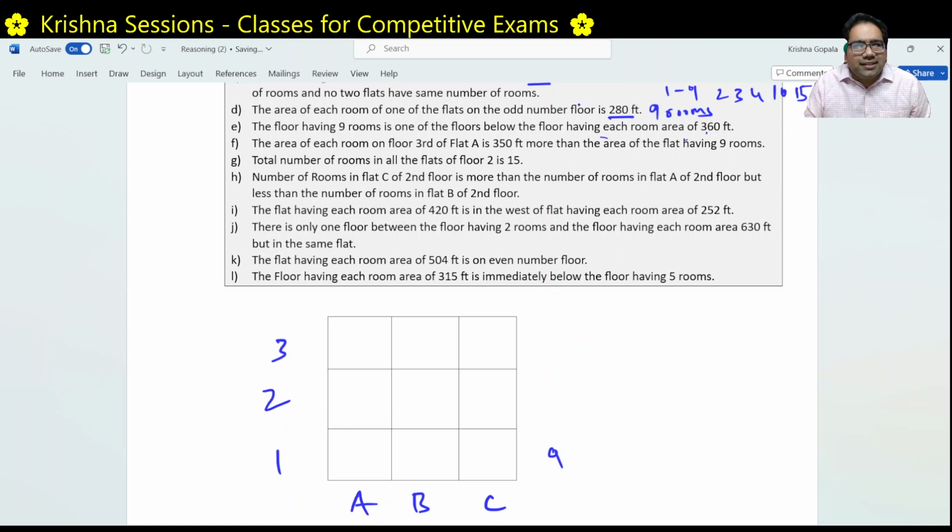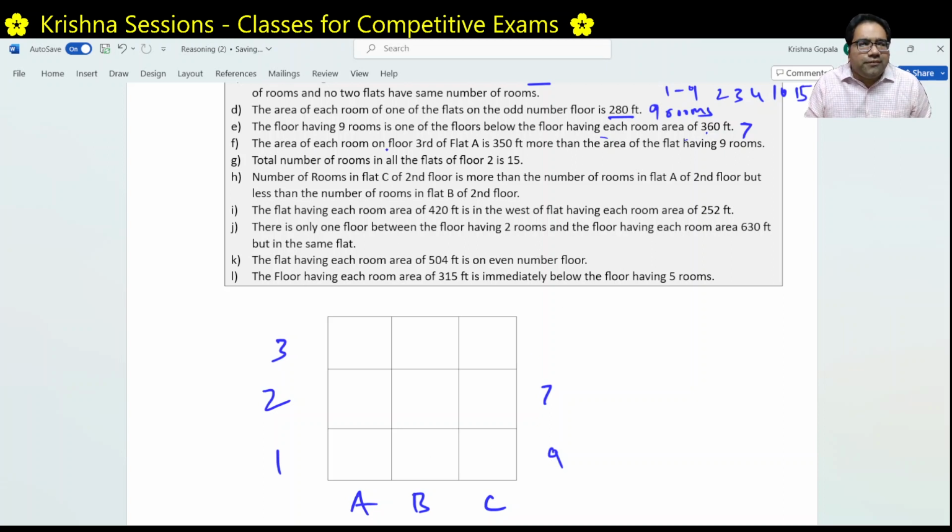Right. Now what is it saying about second floor, what does that mean? It's 360 feet, whatever is there in second floor. This automatically means 2520 by 360. This is 7 room. This is 7 room flat. So 7 room flat is somewhere in second floor. A, B, C that we don't know. 9 room flat is in first floor. A, B, C we don't know.